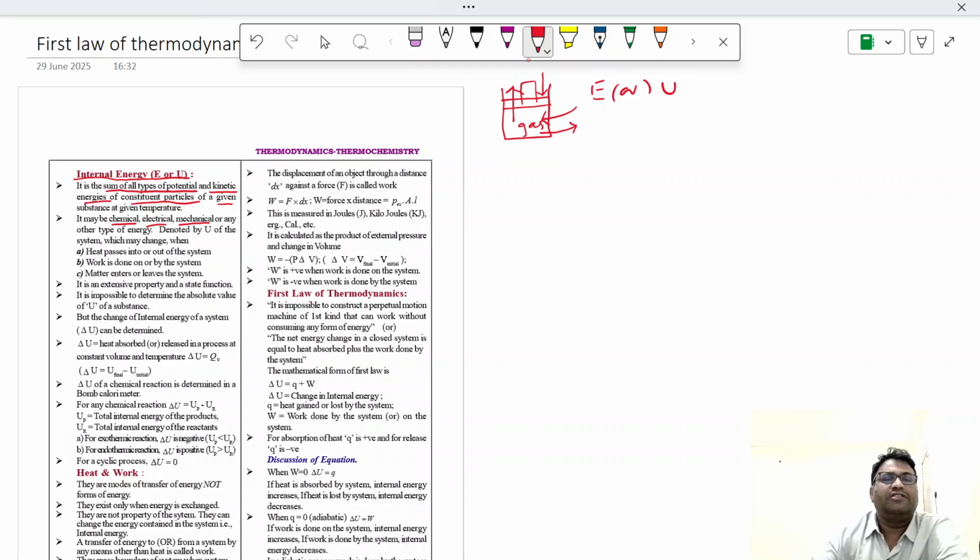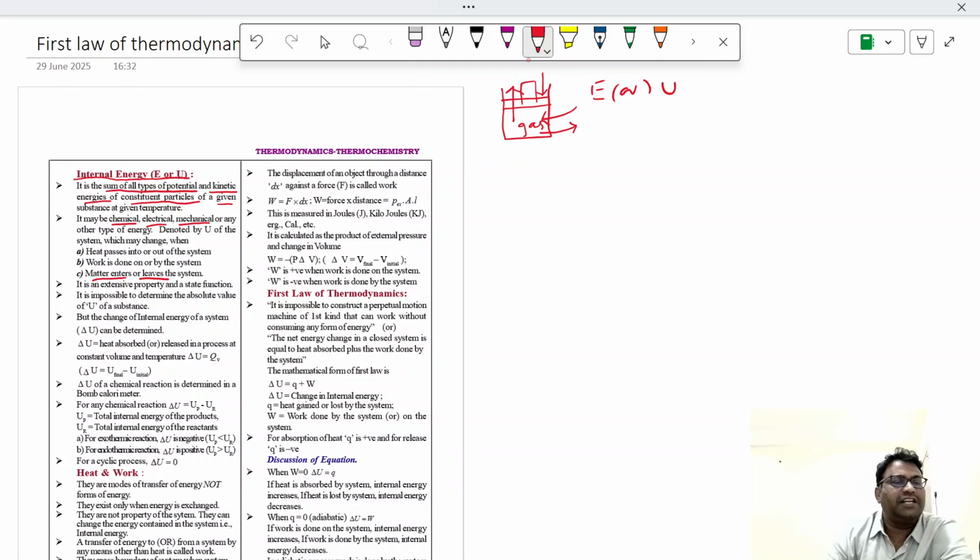When some more gas is added, that means matter enters or leaves the system. When some gas is introduced into the cylinder, then internal energy can change. When some gas is taken out from the cylinder, then internal energy can change.